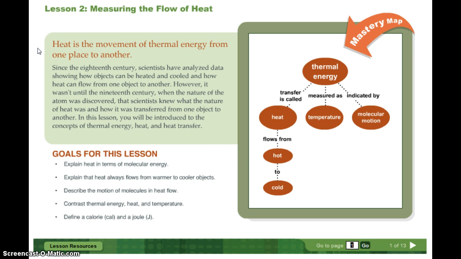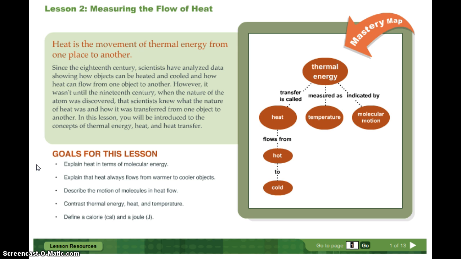Heat is the movement of thermal energy from one place to another. Since the 18th century, scientists have analyzed data showing how objects can be heated and cooled and how heat can flow from one object to another. However, it wasn't until the 19th century, when the nature of the atom was discovered, that scientists knew what the nature of heat was and how it was transferred from one object to another. In this lesson, you'll be introduced to the concepts of thermal energy, heat, and heat transfer.